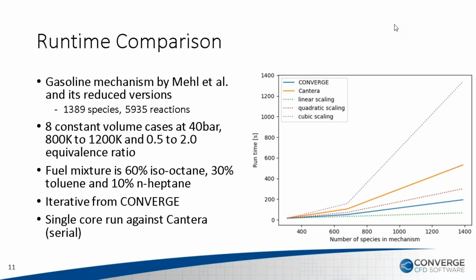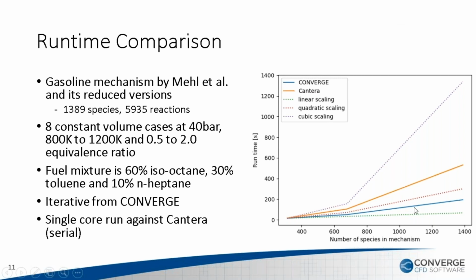And then we run them at the same conditions, like eight constant volume cases at 40 bar, 800K and 1200K. The equivalence ratio varies from 0.5 to 2.0. The fuel mixture is 60% isooctane, 30% toluene, and 10% heptane. We ran these conditions and plotted the runtime for our solver as well as Cantera. For Converge, we are running serial, using the ERDIF solver because it's a relatively large mechanism, and we are comparing single core runs.